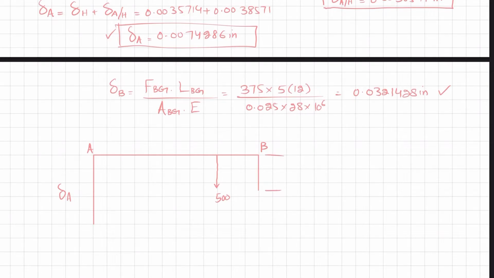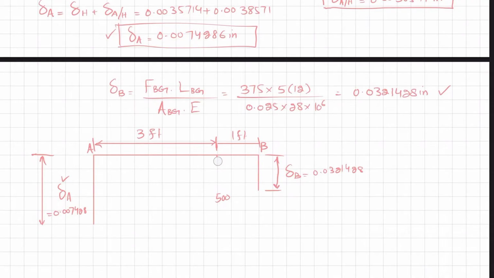Clear? I will show. This is your displacement of point B, which is 0.0321428. This is the displacement of point A, which is 0.0074286. Clear? And due to this load P, this distance is 1 feet, and this remaining distance from A to B is 3 feet. So I will remove this force temporarily, because we know that at this point we have a load P equal to 500 pound.